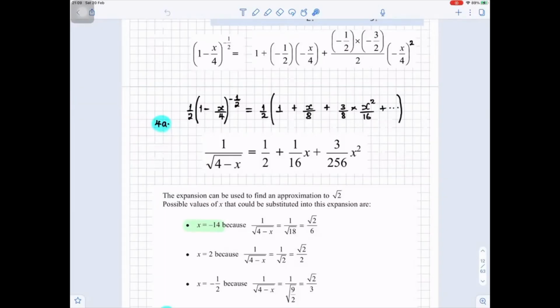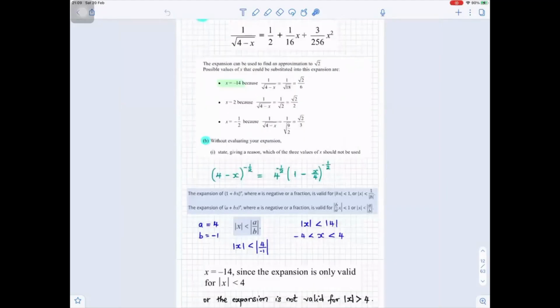And the next part: the expansion can be used to find an approximation to the square root of 2. Possible values of x that could be substituted are as follows. Part B says, without evaluating your expansion, state giving a reason which of the three values of x should not be used. We're going to use this formula here, I've circled it there. The expansion of a plus bx to the power n, where n is negative or a fraction, is valid when the absolute value of x is less than a over b.